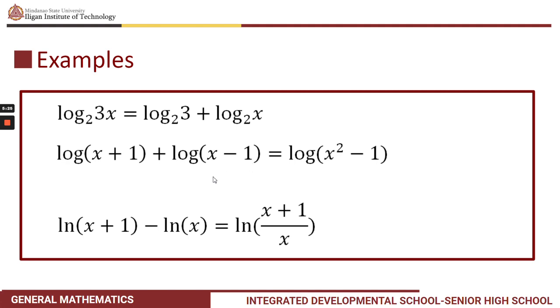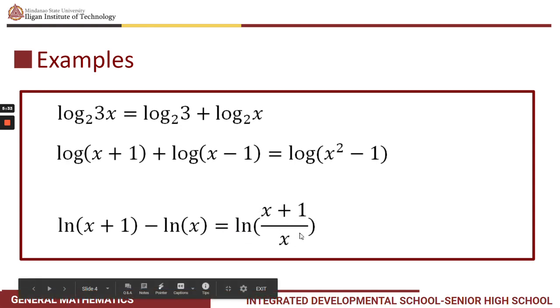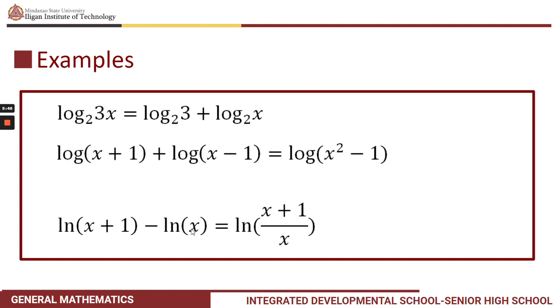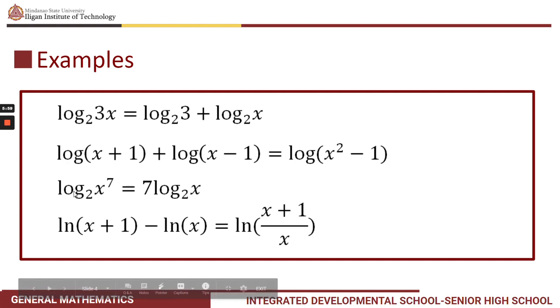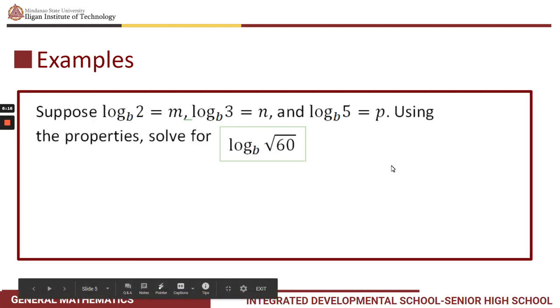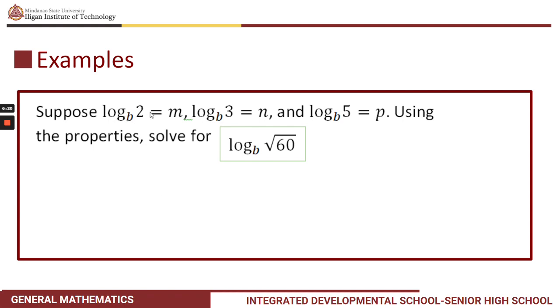We also have ln of x plus 1 minus ln of x, which is just equal to ln of x plus 1 over x. Since we have the same base e and our operation is subtraction, automatically we have x plus 1 divided by x as our argument. We also have log with base 2 of x to the power of 7. The exponent 7 becomes the coefficient, so that's equal to 7 log with base 2 of x. So madali lang, no? Let's try another, more complex example. Suppose we have log with base b of 2 equal to m, and log with base b of 3 equal to n.